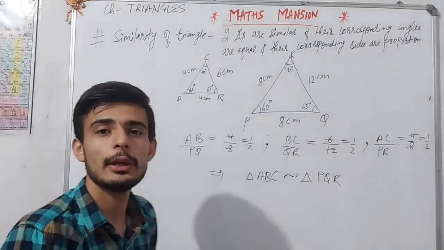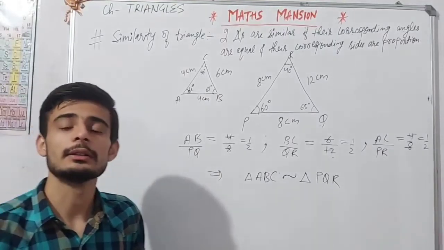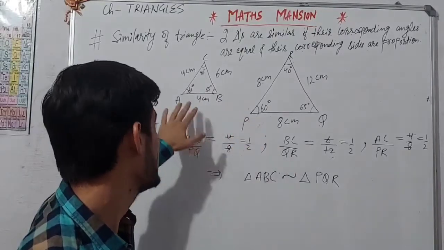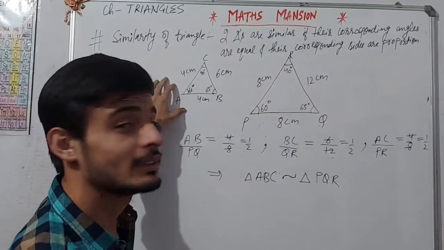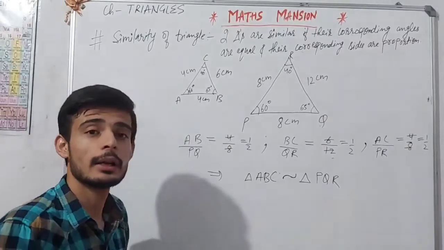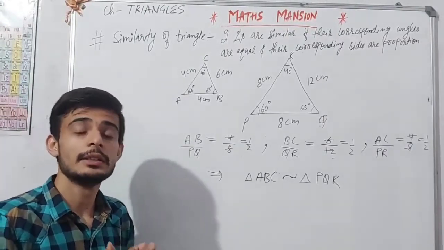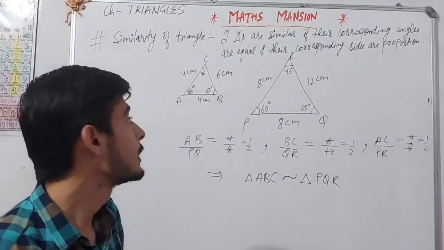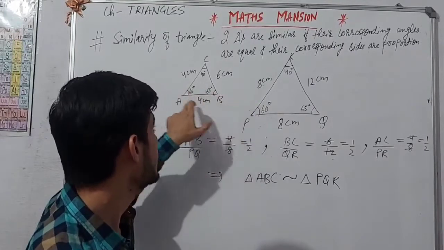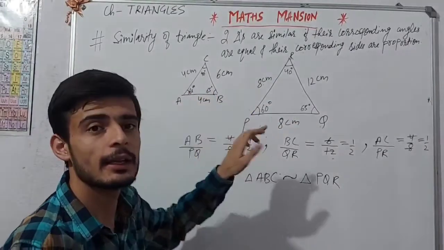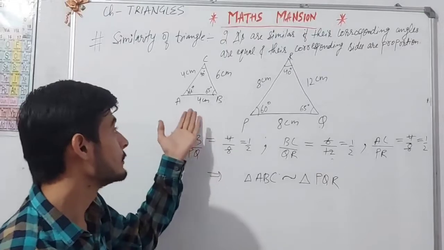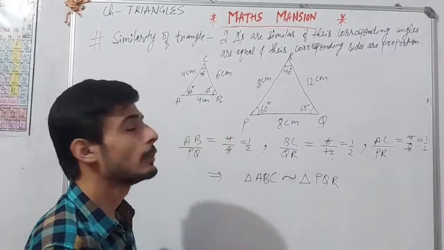So from this we can conclude that for similarity of two triangles, it's not necessary that their sides are equal. Here we can see that triangle ABC is small in size, and the size of triangle PQR is bigger. In congruency of triangles, the shape and size were equal, but in similarity of two triangles, the shapes are equal, because their angles are equal, but the sizes are not necessarily equal. If the size also becomes equal, then these two triangles will become congruent.